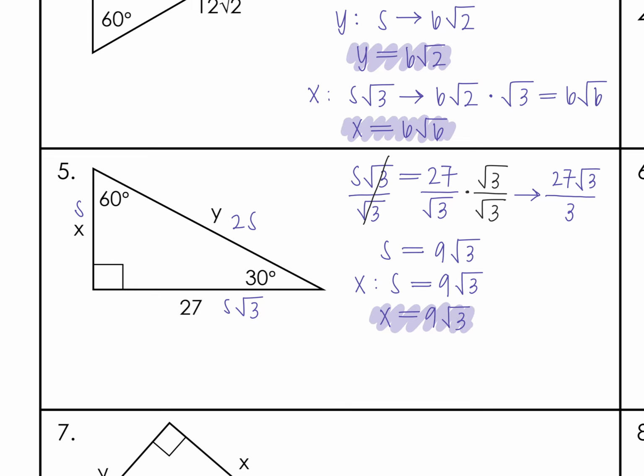Then moving into my y, okay, my y is that 2s. So plugging into that, we'll have 2 times that 9 root 3, which just gives you y is equal to, we've got 2 times 9 gives me 18, and then that root 3. Remember, outside numbers multiply to outside numbers, inside to inside. So that's why the 2 is only multiplying to the 9. All right, so moving into number 6.